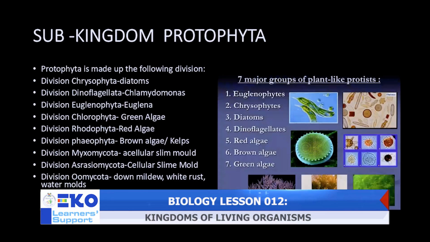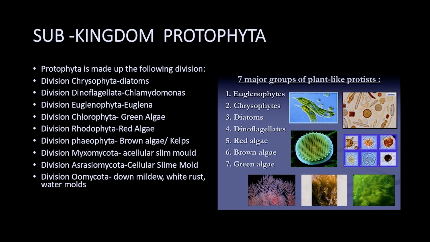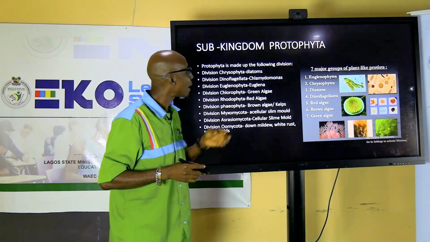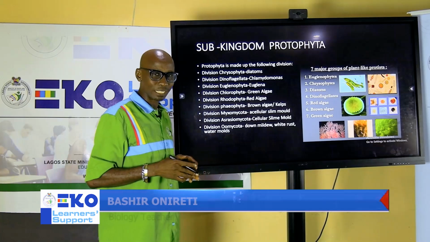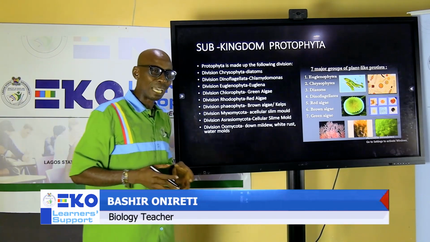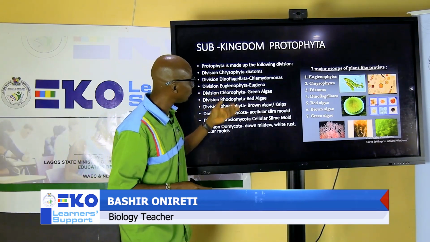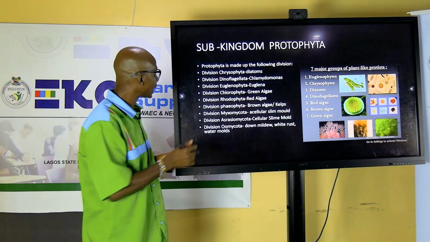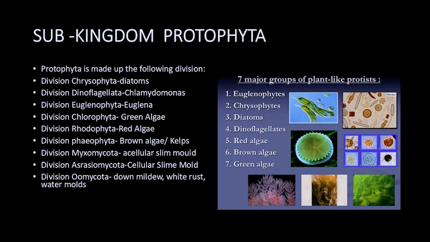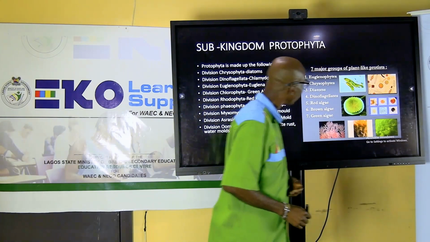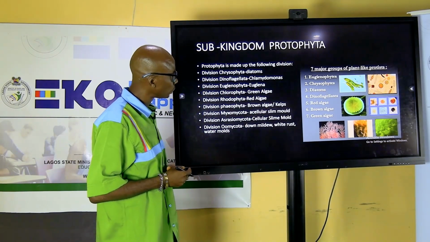Protophyta are protista that are plant-like in nature. They have structures that resemble plants. They have chloroplasts and they have a cellulose cell wall. These are some of the divisions of the kingdom protophyta: division Chrysophyta, division Dinoflagellata, of which an example is Chlamydomonas, division Euglenophyta, division Chlorophyta, division Rhodophyta, and so on and so forth. These are some pictures of parts of organisms that belong to each of these groups.